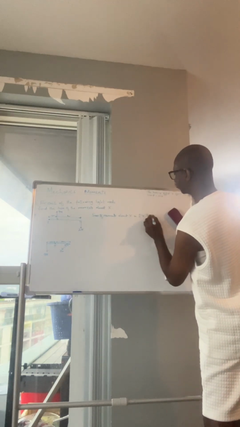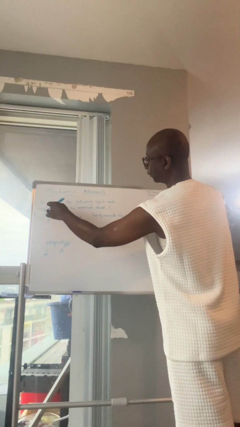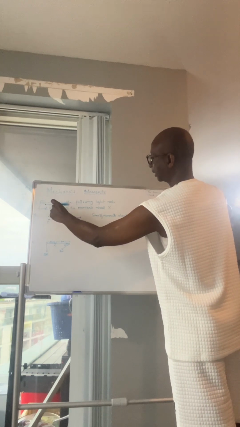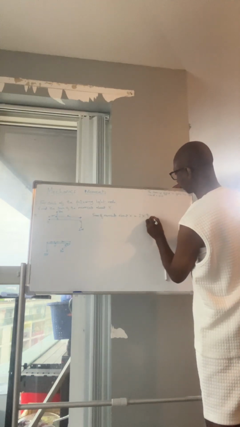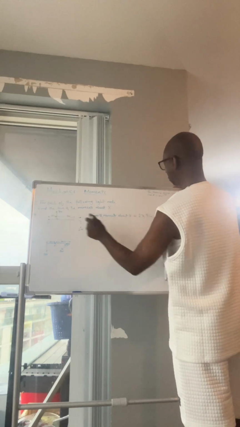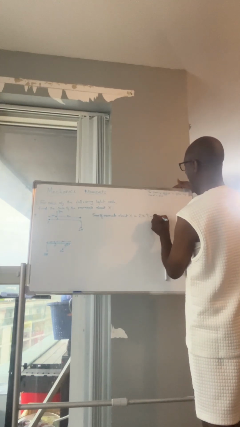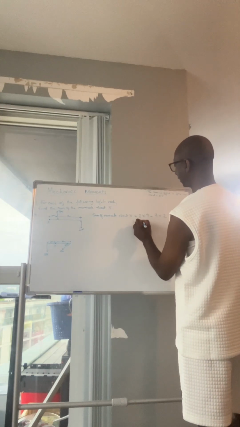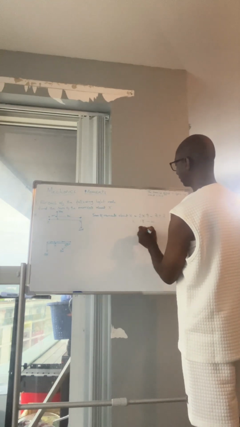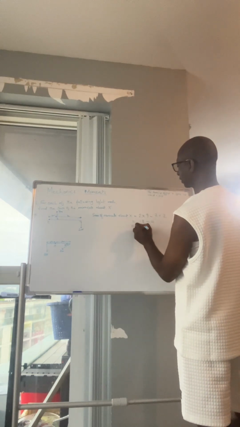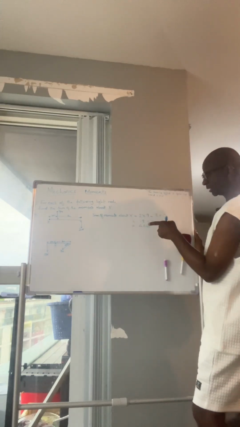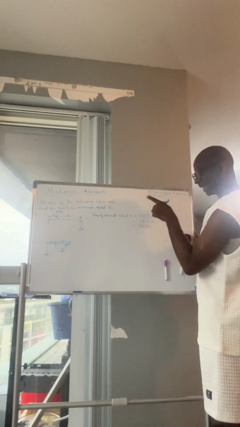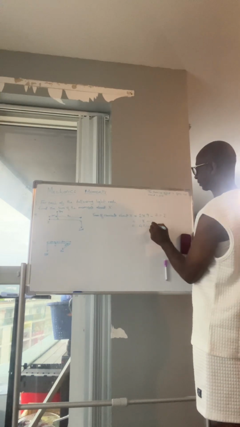So 2 times 9. We now look at this force, 7 newtons. It is going anti-clockwise because it's going towards x, so you should have a minus sign. What is the perpendicular distance? It's 2 meters. So 7 times 2. This gives us 18 minus 14, which is 4 newton meters. Because this is positive, it means the sum of the moments about x is going clockwise. So it's 4 newton meters clockwise.